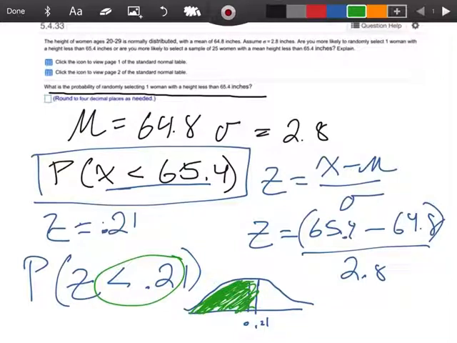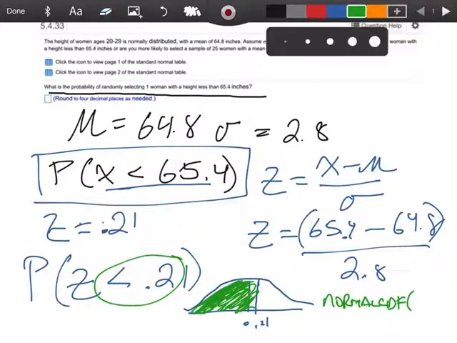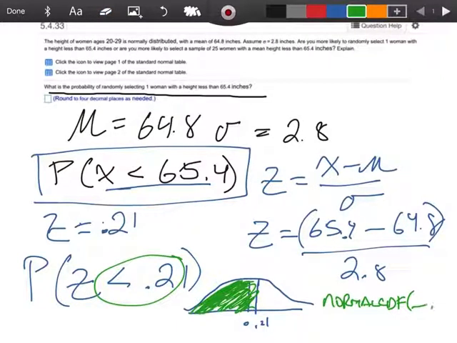So remember what this means. We're going to use our normal CDF. Remember, we have two numbers. Let me fix this part here. Here we go. We're going to have two numbers, the lower number and the upper number. So the lower number is going to be that negative 9999, and my upper number will be my 0.21.